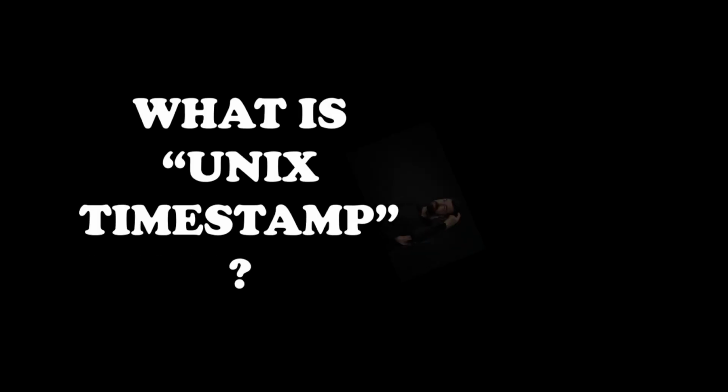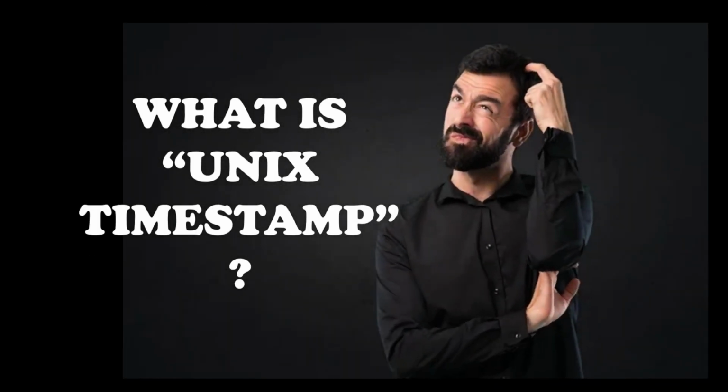If I explain again about Unix timestamps, a Unix timestamp is a numeric value that represents the number of seconds that have passed since the Unix epoch. The Unix epoch is defined as January 1st, 1970 at 00:00 GMT, Greenwich Mean Time. Unix timestamps are commonly used in computing to record and calculate time intervals, as they provide a standardized way to represent time across different systems and programming languages.